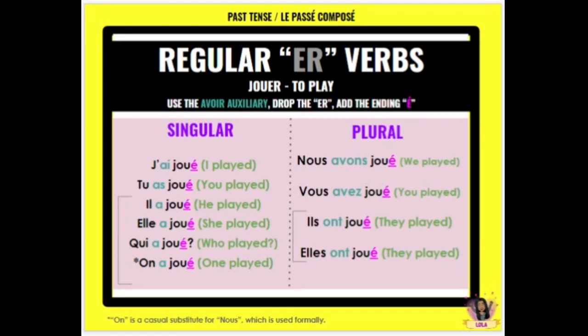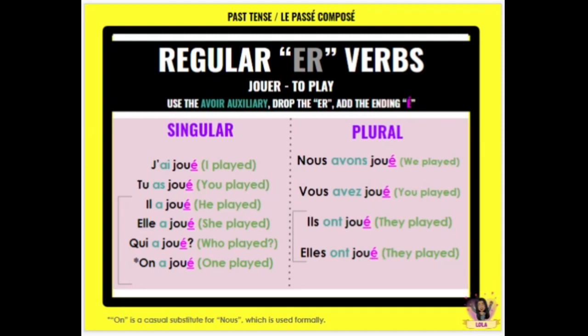Notice in blue, that's all our auxiliaries. And over here, the ER has been changed to E accent aigu for every single one of the past participles. So we've got our three parts. We've got the pronoun or the noun, or the subject, we can call it that. This is the auxiliary and the past participle.